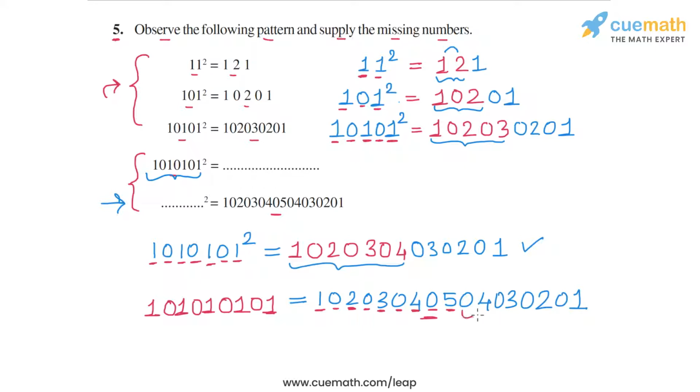And then after this, this part of the number, 04030201, is symmetric to this part before 5. So we can stop here, and we can say that the square of this number 10101001 is this number that was given to us. And that completes this last incomplete statement. And with this, we have completed question number 5.